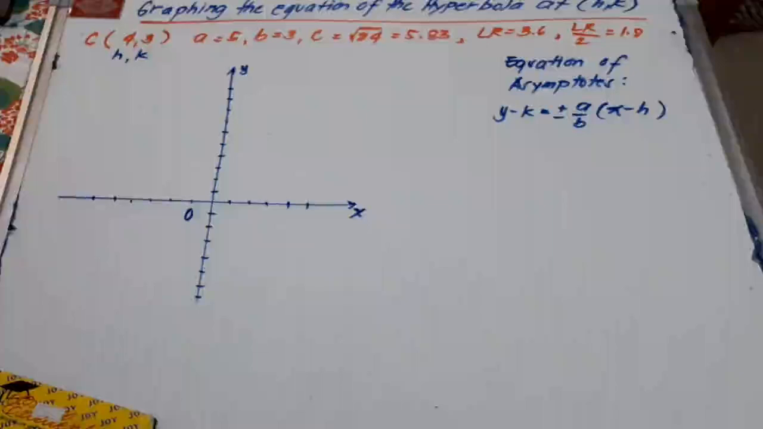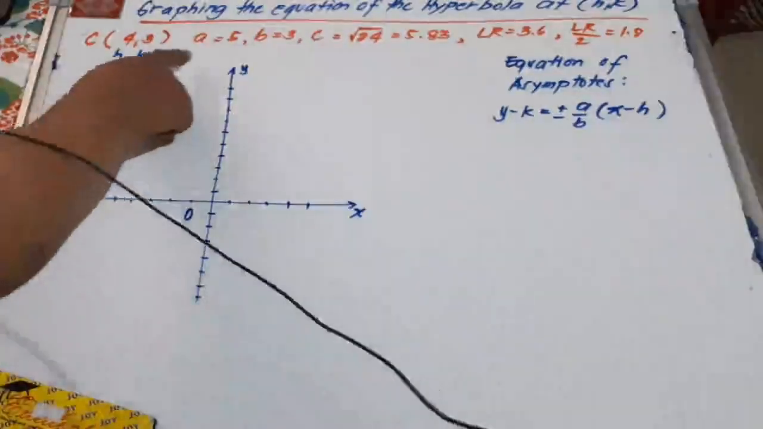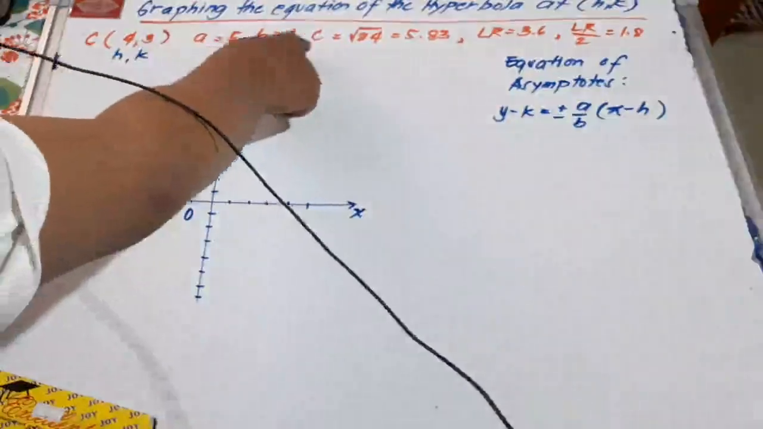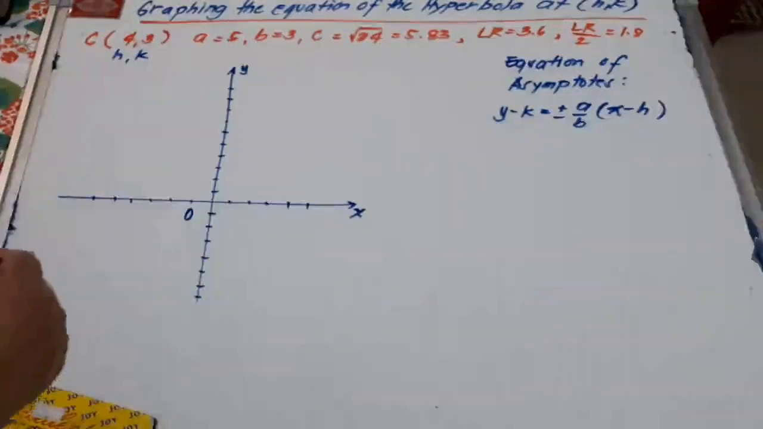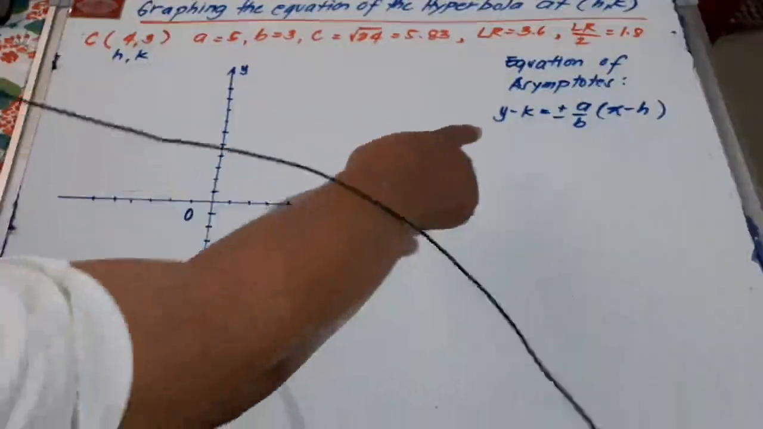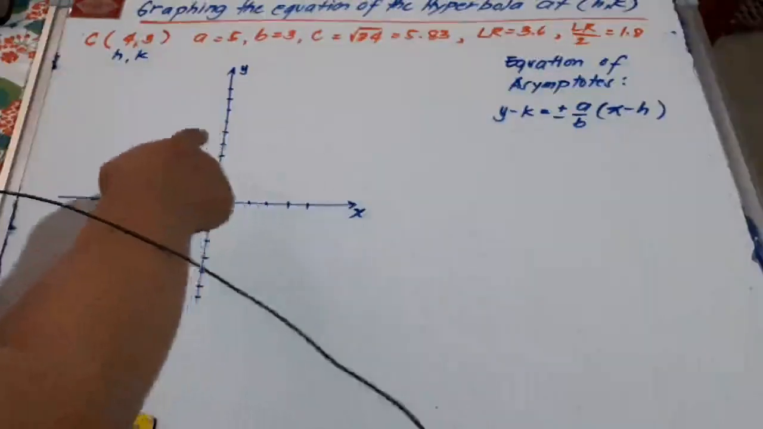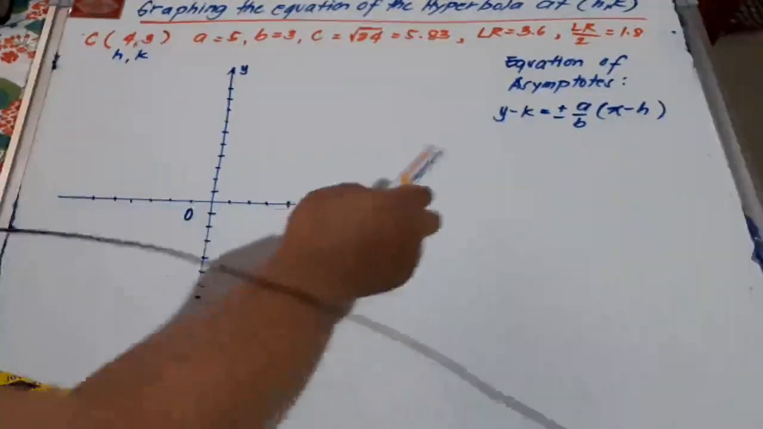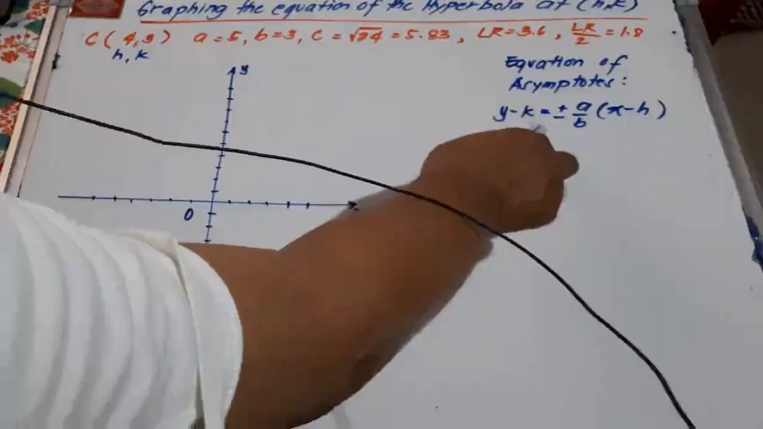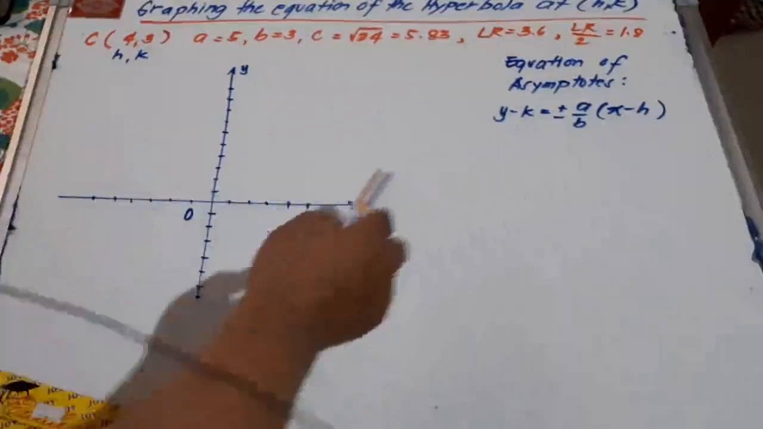Okay, so we already have the location of the center, a equals 5, b equals 3, c equals square root of 34, length of the latus rectum 3.6, and half of it is equal to 1.8 units. Now the next is we're going to determine the equation of the asymptotes before we plot, we identify the parts of the hyperbola. So to determine the equation of asymptotes, y minus k equals plus or minus a over b times quantity x minus h.